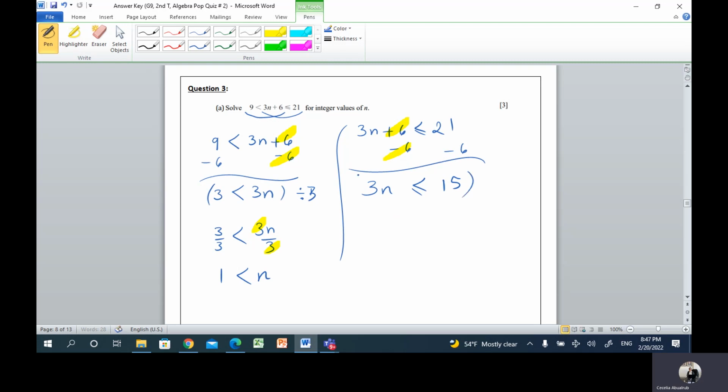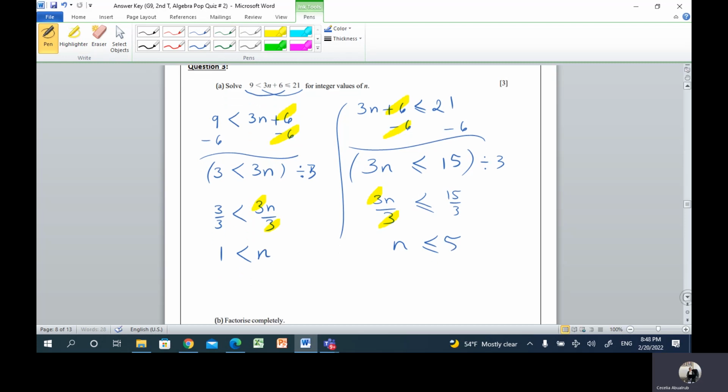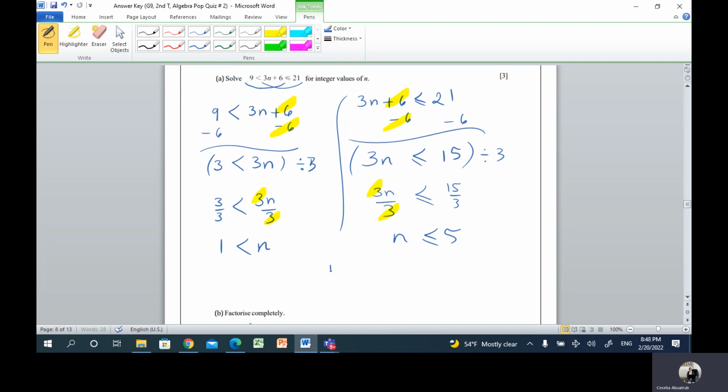And then we're going to get rid of the coefficient of n by dividing each side of the inequality by 3. So 3n over 3 is less than or equal to 15 divided by 3. So the 3 and 3 are going to be cancelled, and n is less than or equal to 5. So how do we write it now? We write the n in the middle, greater than, less than or equal to. Here is the 5 and here is the 1.